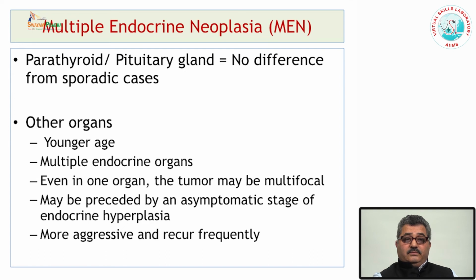MEN syndromes: MEN 1 is characterized by the 3 Ps, what we call the parathyroid, pituitary gland and pancreas. All 3 glands, the organs which start with the letter P, are involved. These occur at a younger age. There is multiple endocrine organ involvement. There can be hyperplasia, there can be adenomas, and as compared to the sporadic cases, they are more aggressive, they are multicentric and the chances of recurrence are more common.